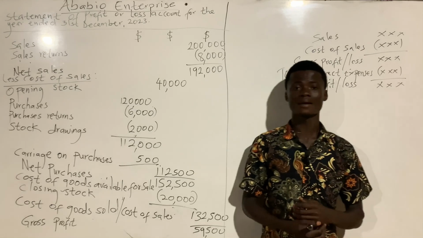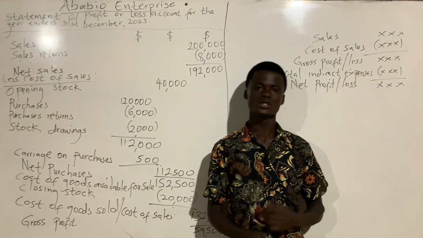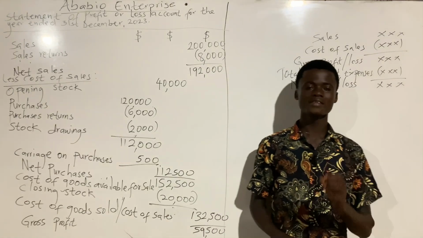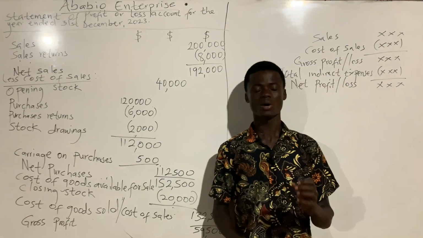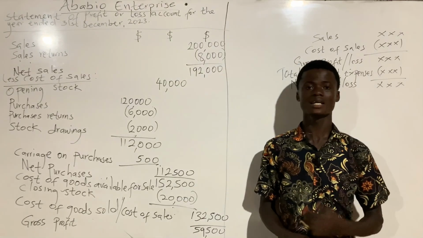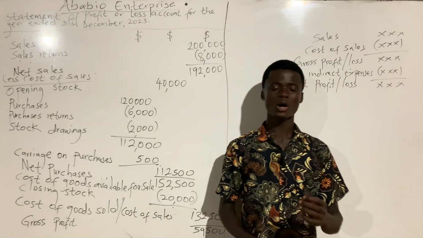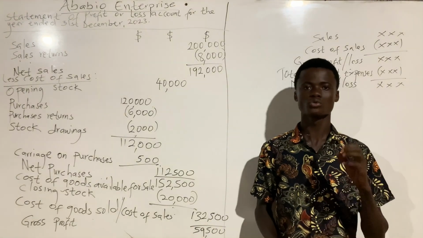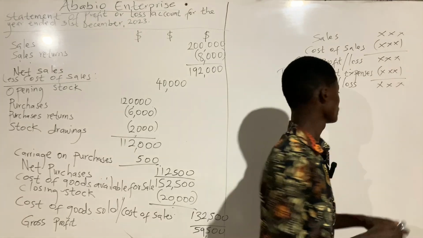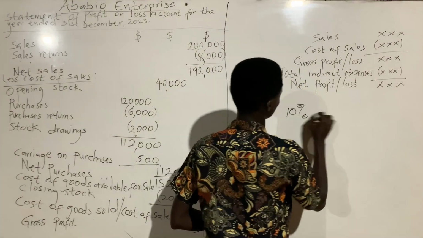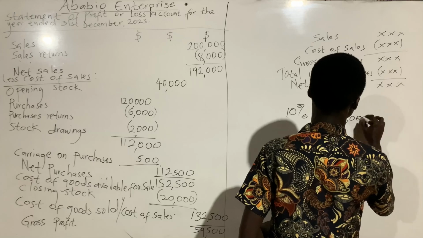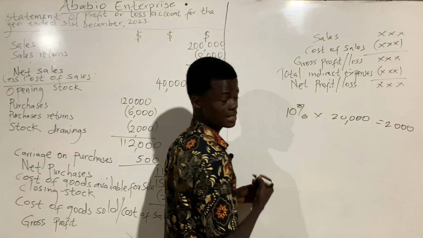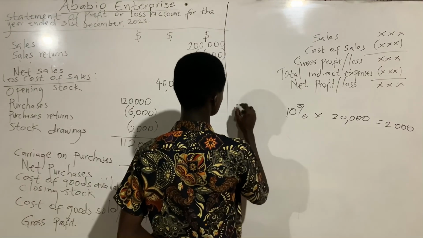So we will compare the 10%, which is the one we are supposed to receive, to the one we actually received, to see if there is any difference. If the one we are supposed to receive is more than the one we actually received, then we say there is revenue outstanding. But if the one we actually received is more than the one we are supposed to receive, then we say there is revenue prepaid. Okay, so 10% of $20,000 will give us $2,000. So this is the investment income we are supposed to receive.